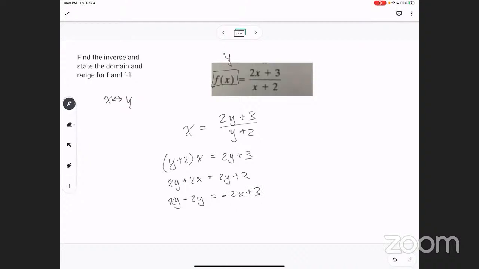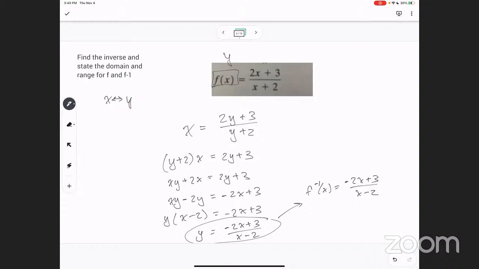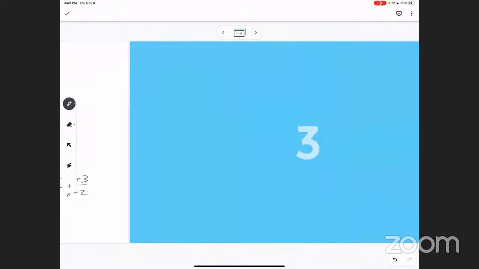See how I did that? Factor out the Y. You get X minus 2. And now divide both sides by X minus 2. 2X plus 3 all over X minus 2. And then write it as F inverse of X equals negative 2X plus 3 all over X minus 2, as long as that's a function, which it is. Okay, good. No questions about that?